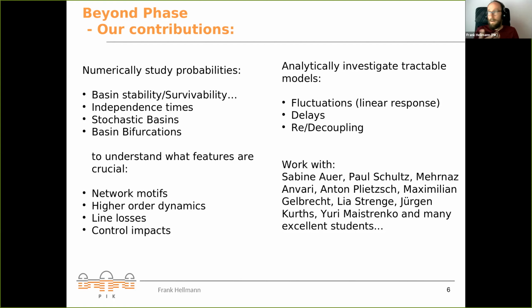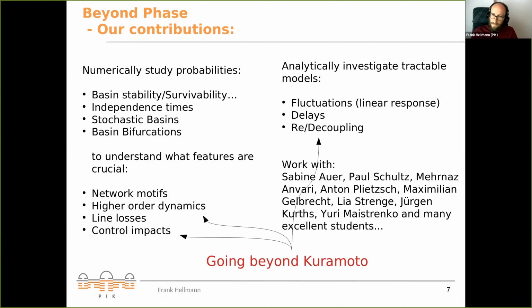You can study higher order dynamics, look at line losses, which is exactly how we first found out about the presence of these solitary states, that their probability is much enhanced in the presence of line losses, which had been neglected previously. And you can study control impacts. And then sometimes you get interesting models that are analytically tractable, which we've also looked at in a variety of ways. And this is all work done with a large number of collaborators and students.